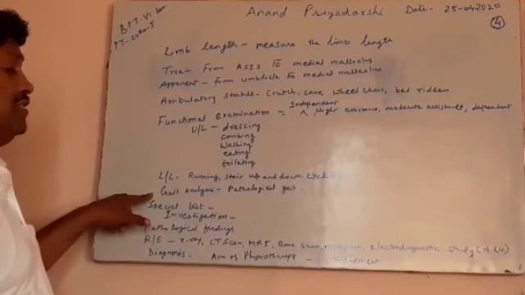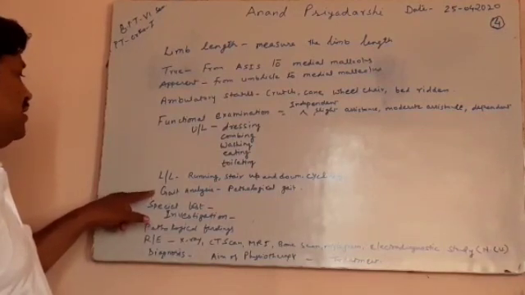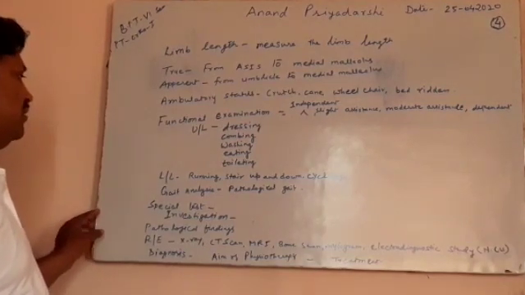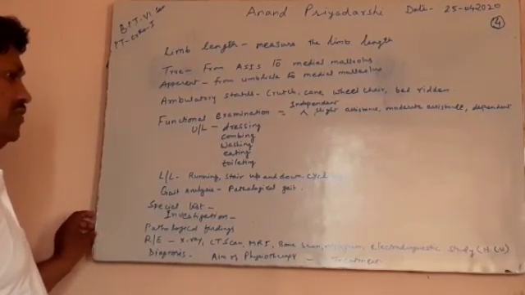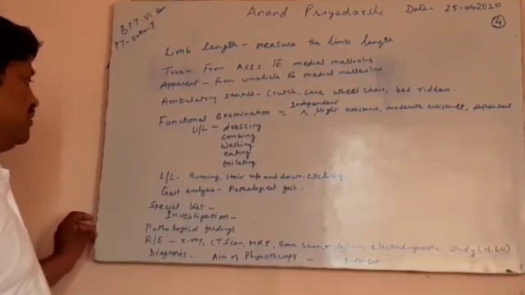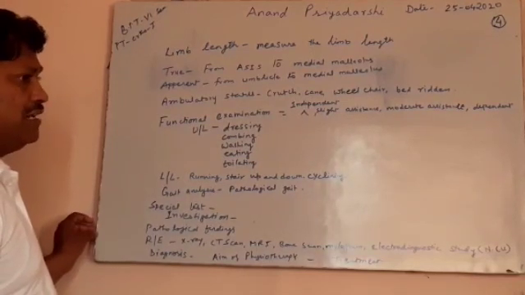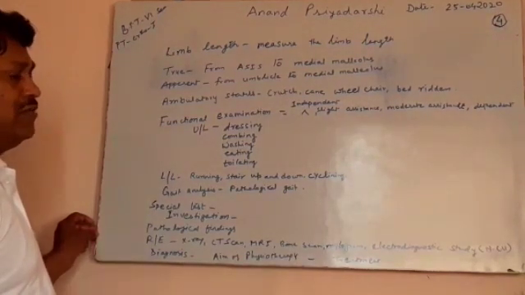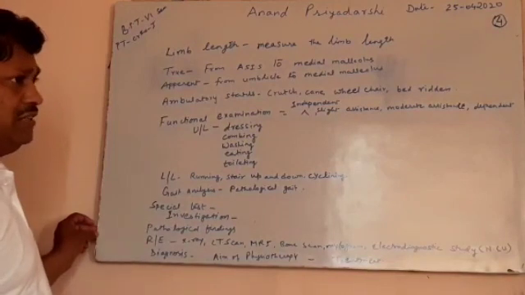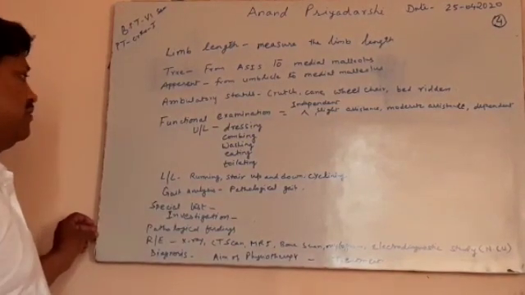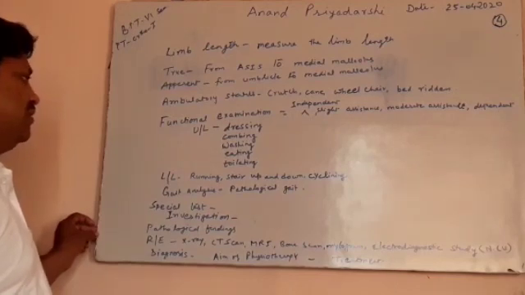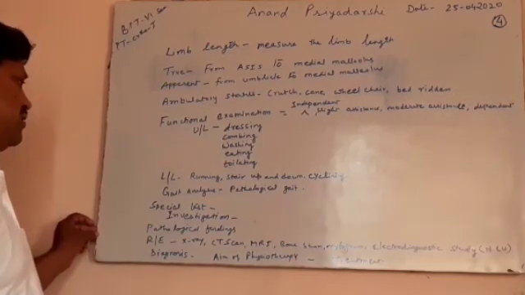Next one is gait analysis. In gait analysis, we analyze the gait in swing phase and in stance phase. The width, the stride length, the step length, the cadence, these are analyzed, and if pathological gait is present, it can be mentioned, such as circumductory gait, hand to knee gait, scissoring gait, etc.